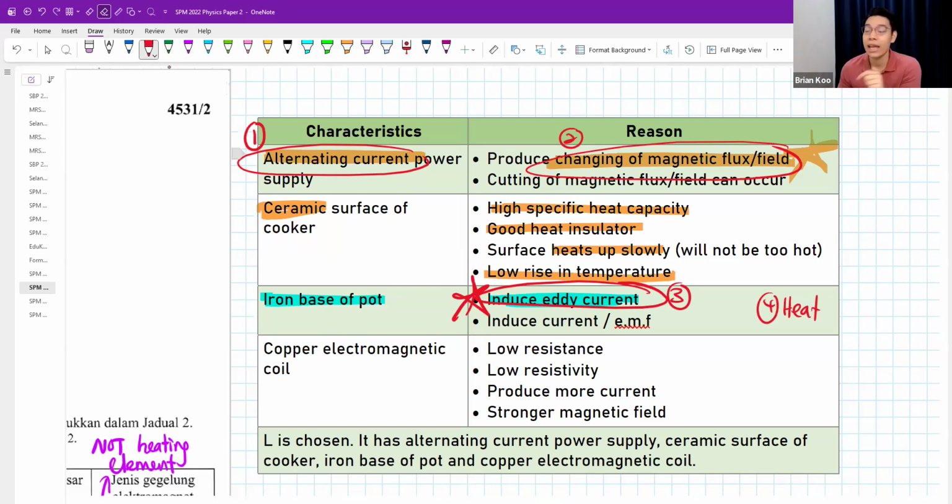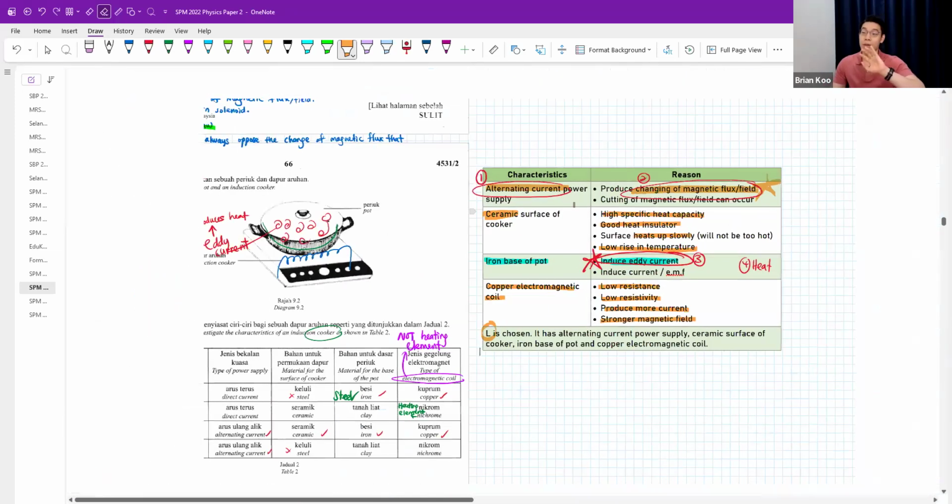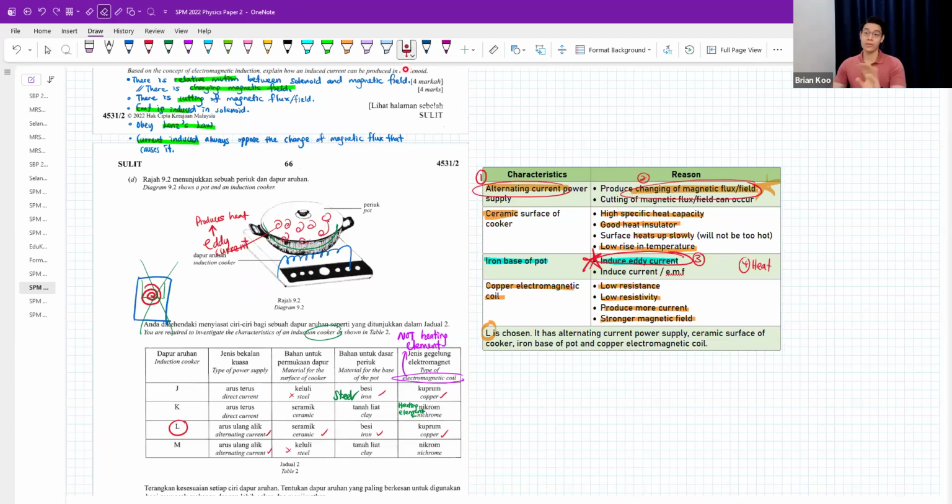4 marks explanation. And then next one is we want copper electromagnetic coil. Copper, because low resistance, low resistivity, produce more current, stronger magnetic field. So therefore L is chosen. Okay? So quite a good question, this one. If you don't know, really, you will find this question very hard. But if you know how this induction cooker works, it's quite similar to a transformer where you have a primary coil. The iron pot is like your iron core. You will produce a lot of this eddy current at the bottom of the pot, which is what makes it hot.